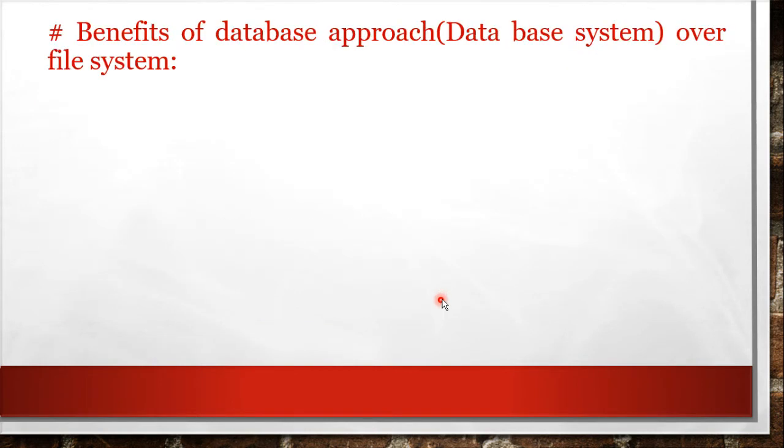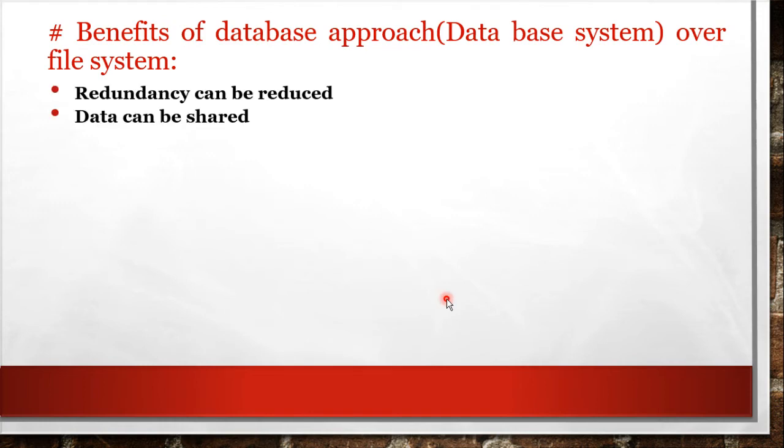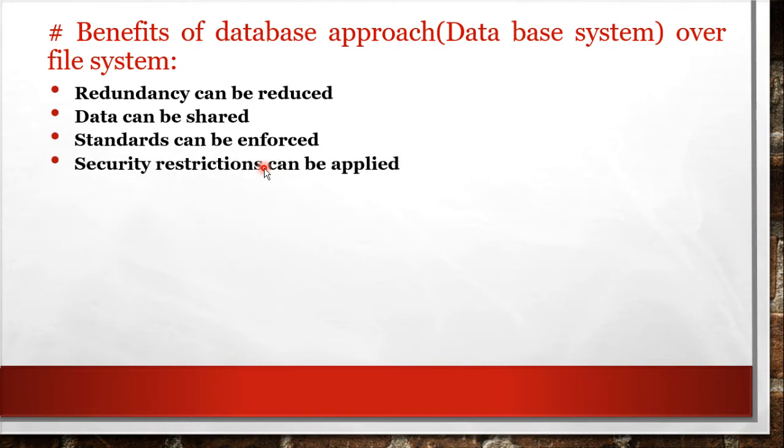Now we have the benefits of database over the file system. First one is that redundancy can be reduced. For example, if multiple employees are managing data through various files, there can be redundancy, meaning they can have the same entries in different forms because there is no particular format in the file system. Next, we can share the data easily using DBMS. Standards can be enforced, so we can make a user enter the data in a particular format only, with particular constraints. Security restrictions can be easily applied over a DBMS system.